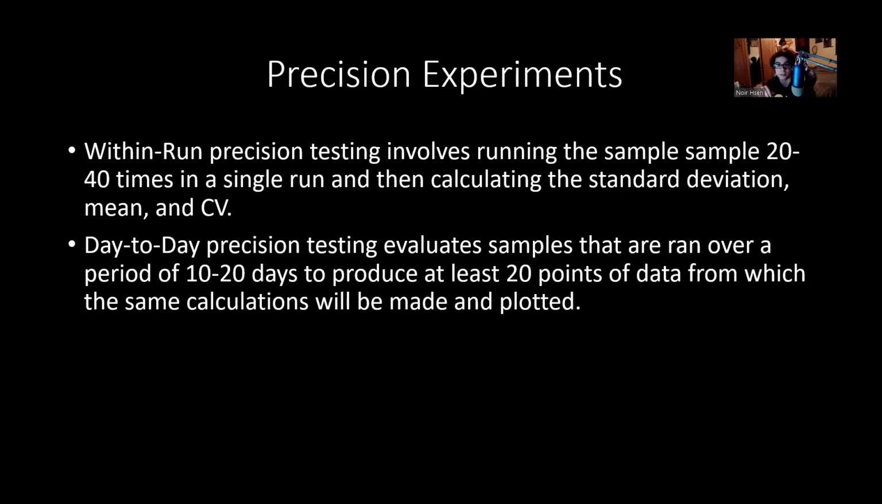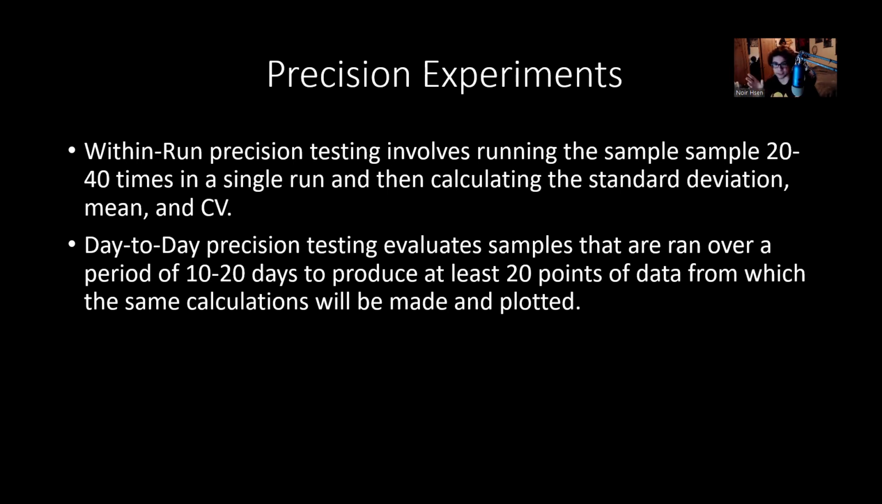And you can also verify it with precision experiments. There are 2 kinds that you can do. You can do them both. Most people do both. There's within-run precision testing, and that's when you get one sample, run it 20 to 40 times in a single run, and do your calculations. People go for 40 because in method validation, the more data you have, the better it is. You don't have to go with the minimum. You can always go more, because the more data you have, the stronger your case is that, hey, this instrument is good to go. It's good to go live for patient testing.